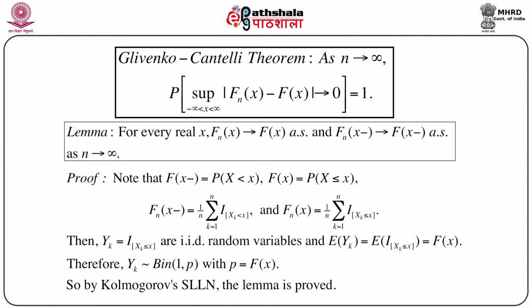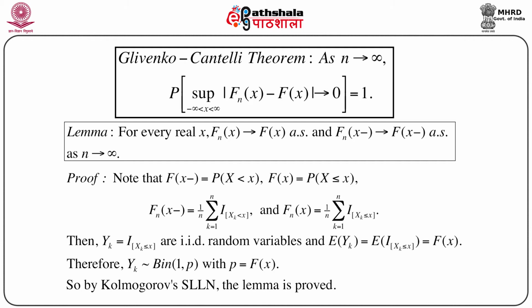The proof is extremely simple, because F(x-) is nothing but the probability that capital X is less than x, and capital F(x) equals the probability that X is less than or equal to small x. We define Fn(x-) as, just a sample analog, 1 by n times the summation over k equals 1 to n of the indicator of Xk less than x, and Fn(x) we have already defined as 1 by n times the summation over k equals 1 to n of the indicator of Xk less than or equal to x. That means given the distribution function at a particular point, we can define the empirical distribution function, and where the distribution function may not be left continuous, we consider the x minus point on the left side and define the function Fn(x-) similarly.